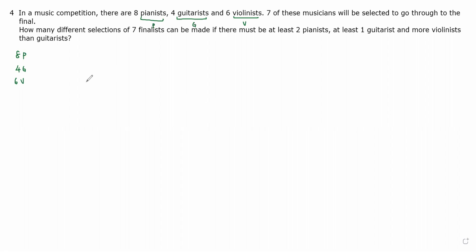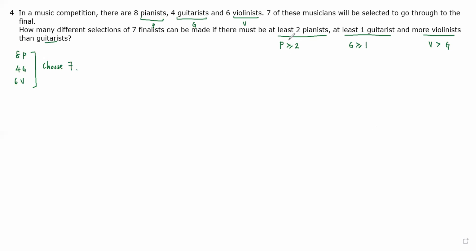7 of these will be selected to go through to the final. From all these, we need to choose 7. How many different selections of 7 finalists can be made if you must have at least 2P? So your P must be greater than or equals to 2. And then you must have at least 1 G. G must be greater than or equals to 1. And more V than G. So V must be greater than G. The selections that you make must satisfy all these conditions.